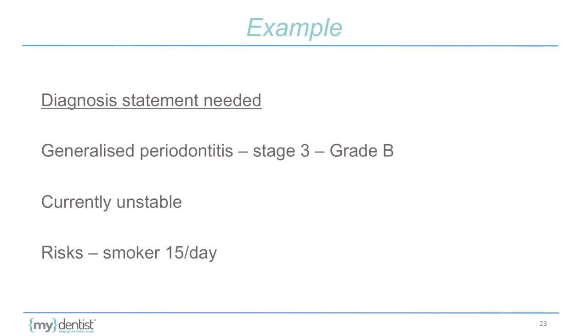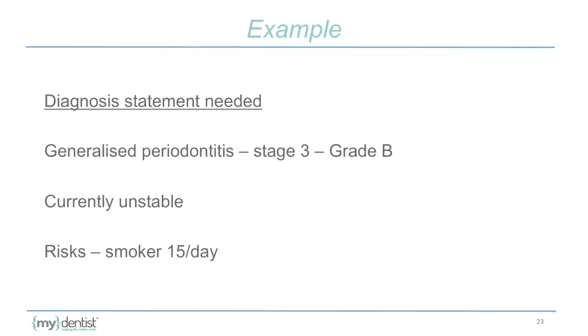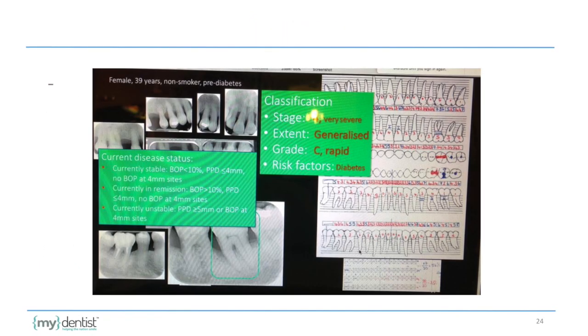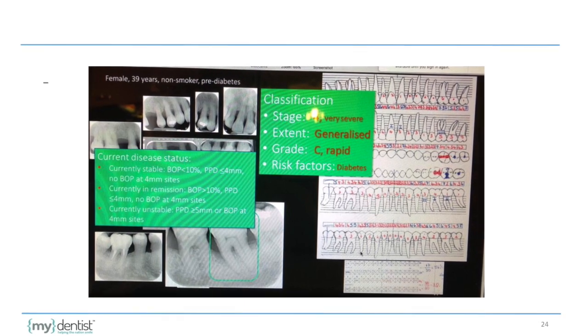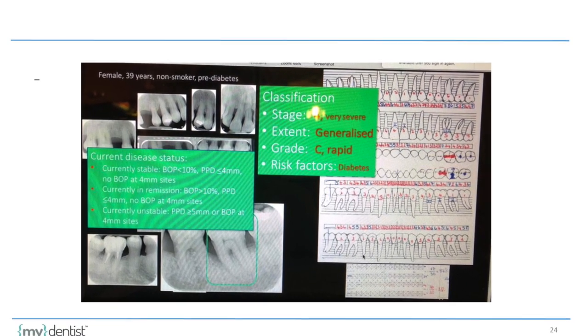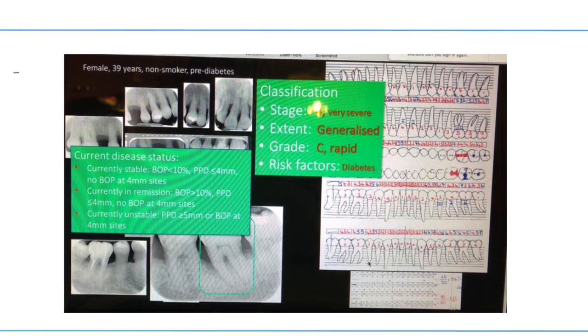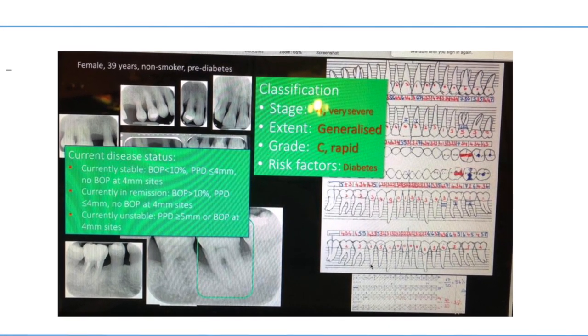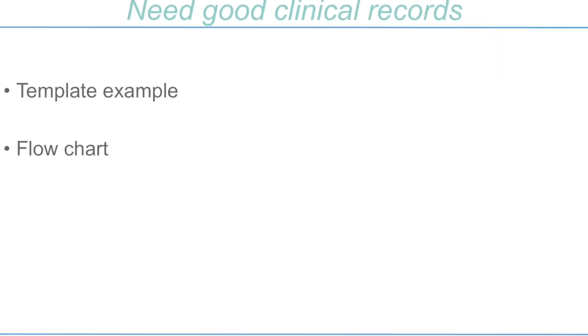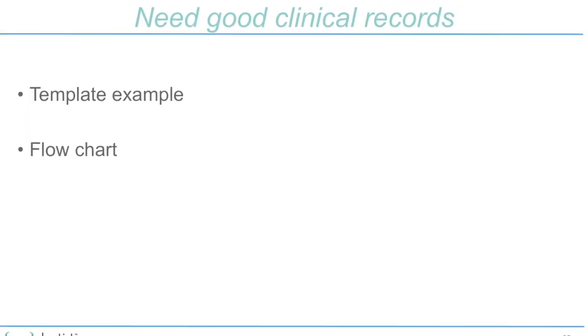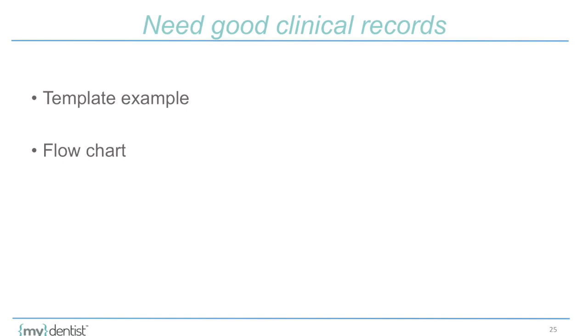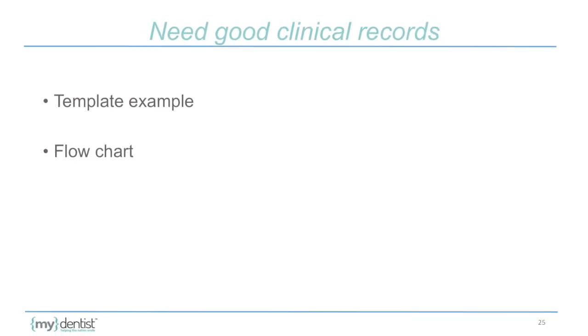This then obviously has to be written down and recorded in good clinical notes, and this is the type of thing that you may see with the x-rays, the pocket charting, and the classification. So a good template would be useful, and a flowchart is available on the British Periodontal Society website.